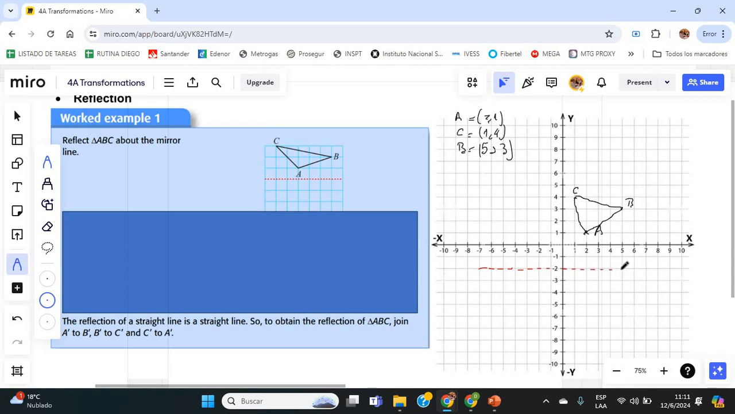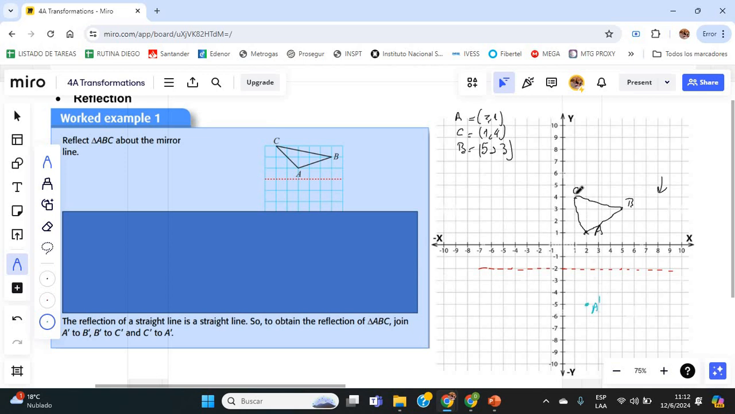So first, what I know is that all the images of these points have to be perpendicular to the mirror line. Okay, so all these point vertices A, B, and C will be moving to the other side, at the same distance. For example, if point A is a distance of 3 units from the mirror line, then point A prime will be a distance of 3 units from the mirror line. So this is A prime.